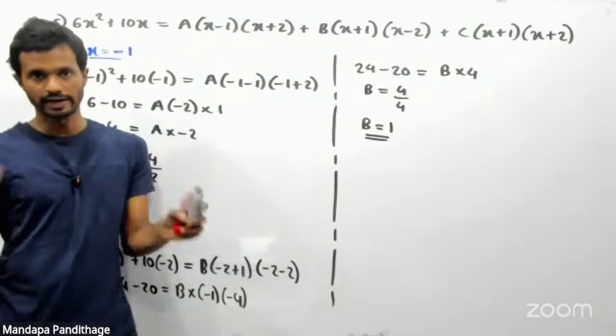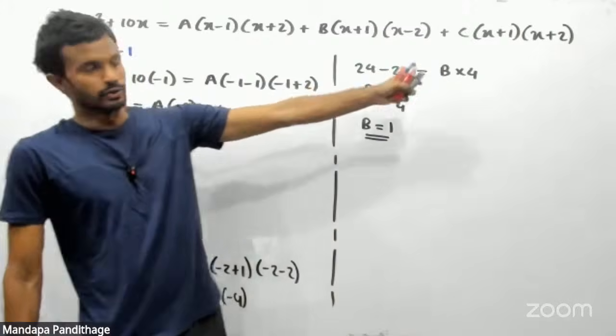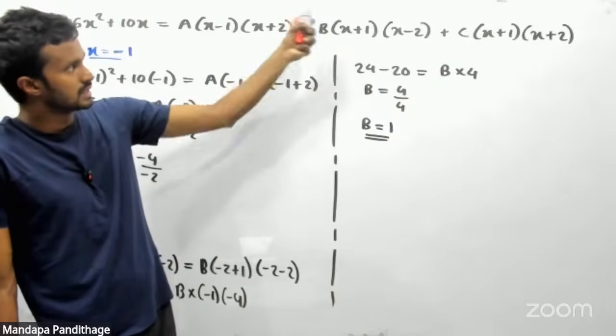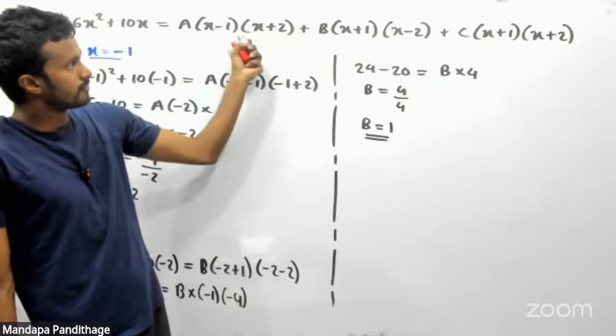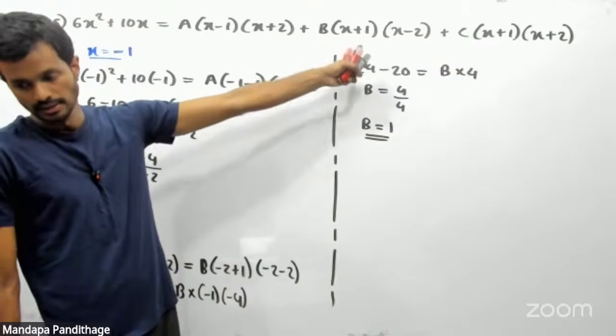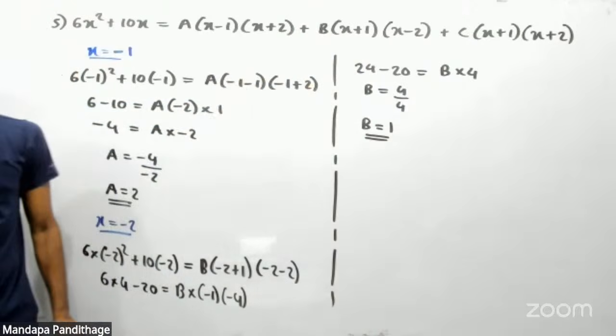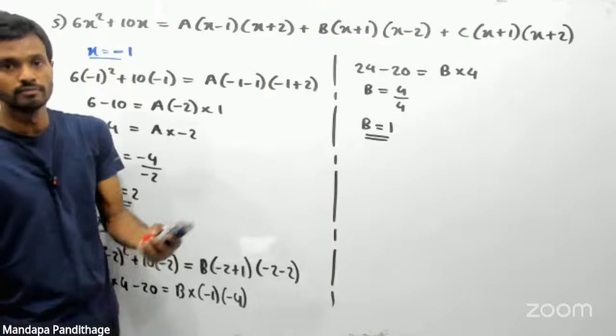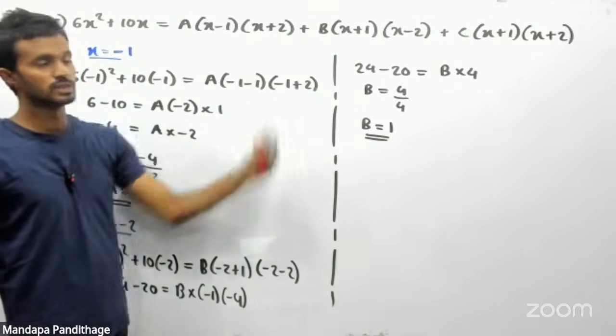And now the thing is about finding c, because to find c, you need to make these two 0. But when you look at these two, it's clear, none of the factors are the same. That means there won't be a value that you can substitute to make these two 0.